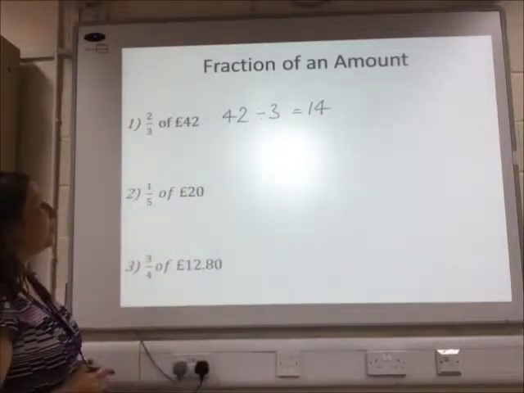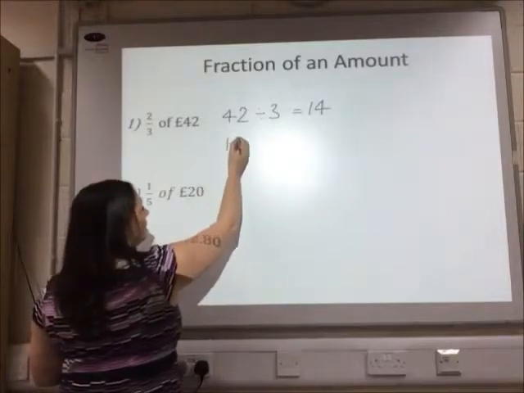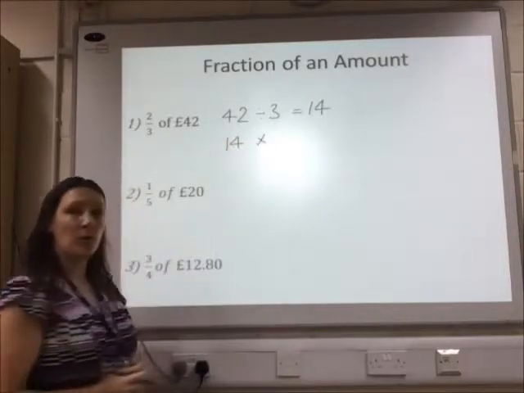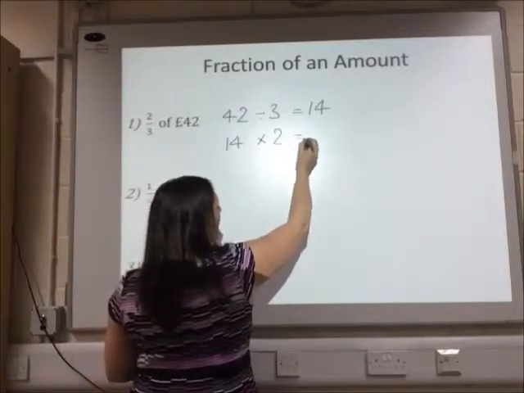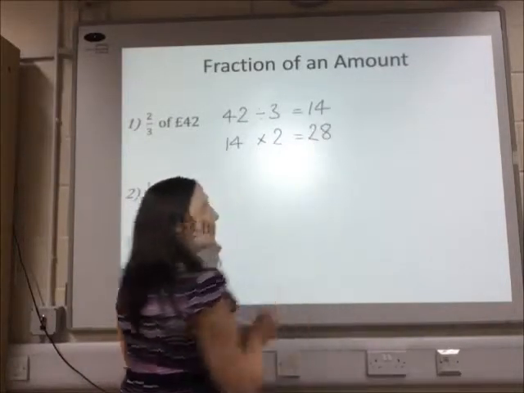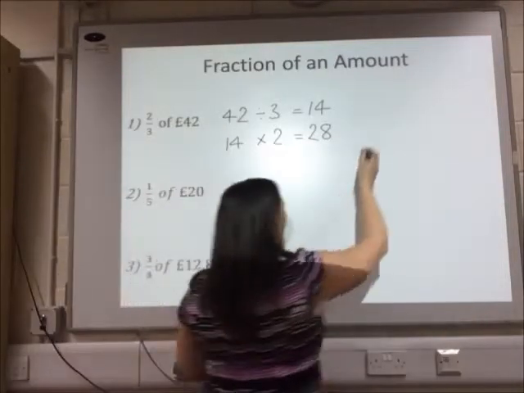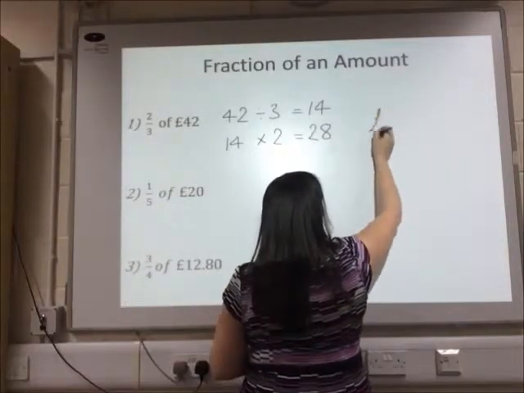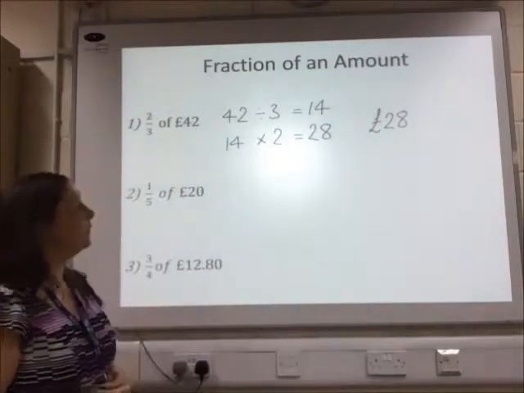Once we have the answer 14, we can then multiply that answer by the number from the top of the fraction. So in this case, the number 2. And 14 times 2 will give me 28. We then need to consider that the amount was £42, and so our final answer will be £28.